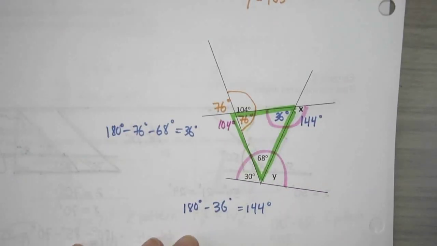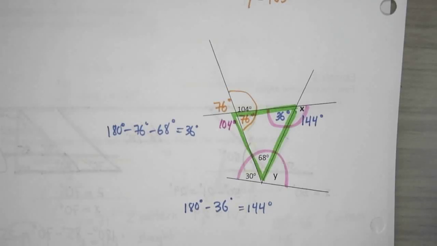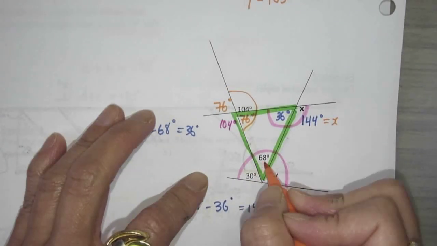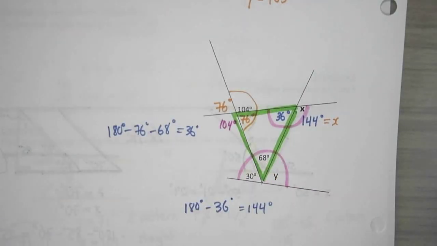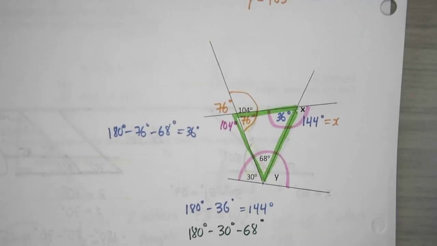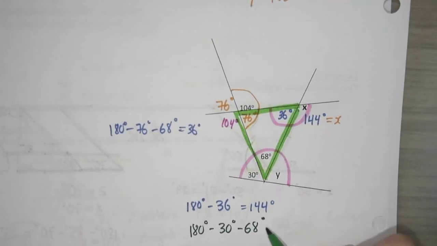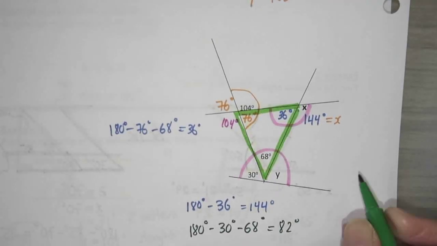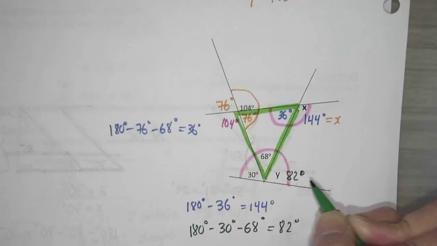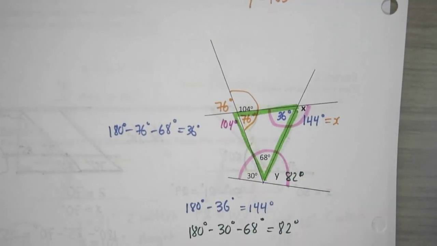180 minus 136. For this one, right, so that's x. For this one here, you have 2 slices, but you have 1 slice left over. So you're going to do 180 minus 30 and minus 68. Right, so 180 minus 30 is 150, minus 68 gets us to 82. So this one here would be 82 degrees. And that's for that half.